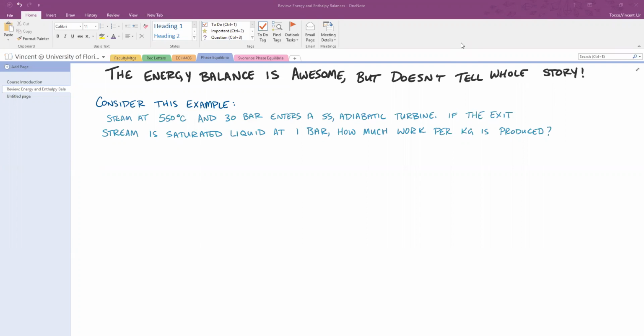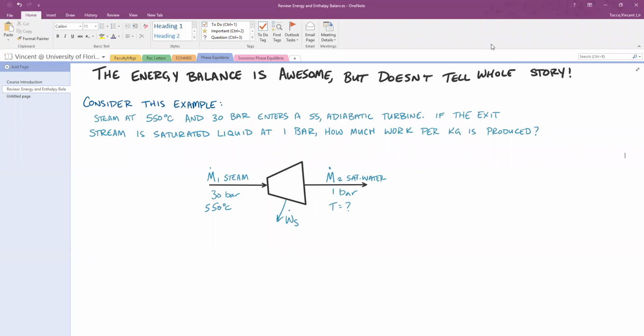So go ahead and pause the video, see if you can draw yourself a process flow diagram and see if you can actually solve this problem. I think that you should be able to solve this problem now with the information that you have by using the energy balance. This is what your process flow diagram should look like. I have an adiabatic turbine, so I also need to label that Q is equal to 0 in this case. I've got a couple of fully labeled streams: M1, steam coming in, 30 bar, 550 C. The exiting stream is saturated water at 1 bar.